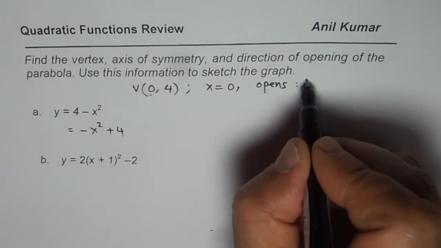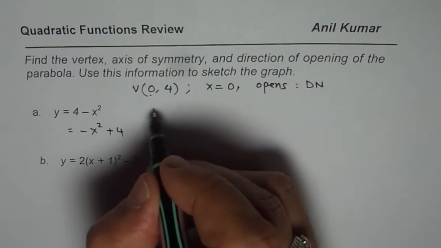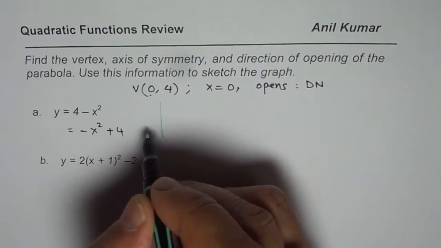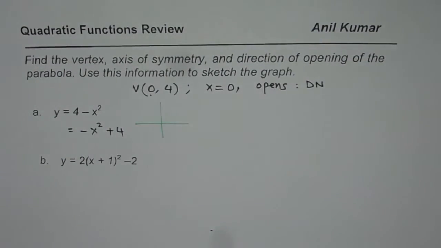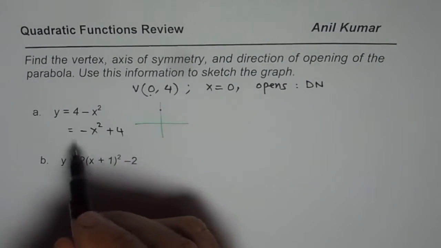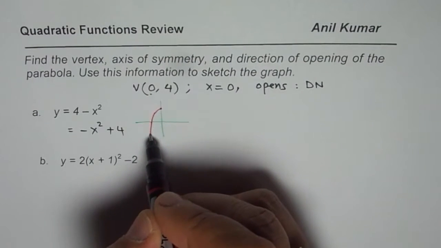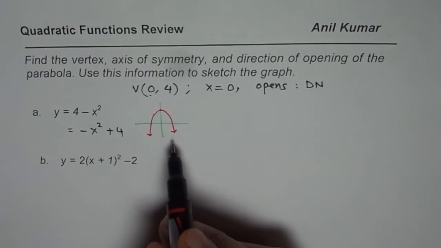Minus means down. So that is how it is, right? As far as sketching is concerned, this graph should be kind of like this. Let me make a small sketch here so that I'll use the rest of the space for the second equation. Okay, so the vertex is (0, 4). Let us say that is our 4. And steps will be 1 and then 3. So it will open like this. Do you see that?